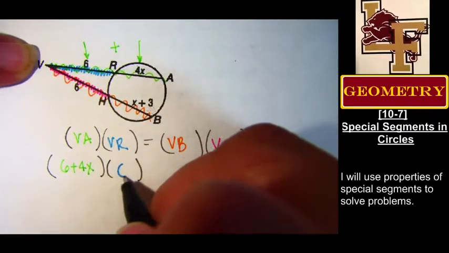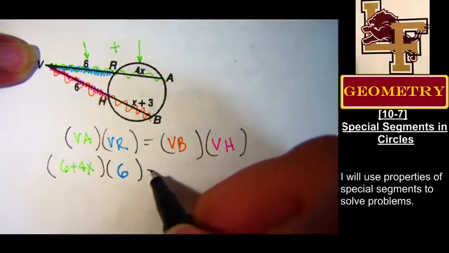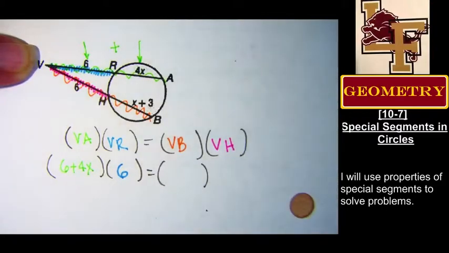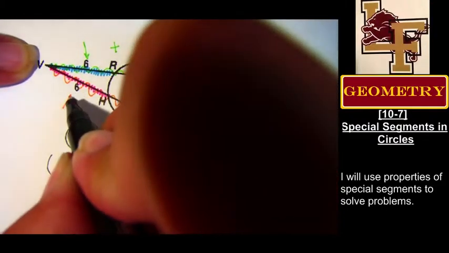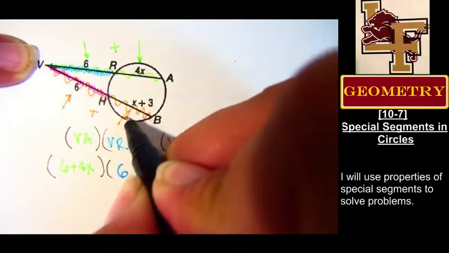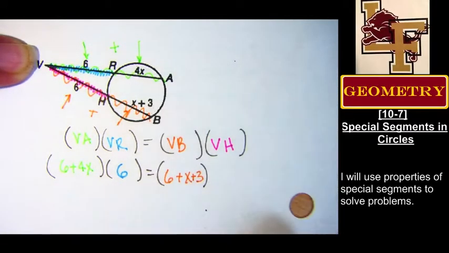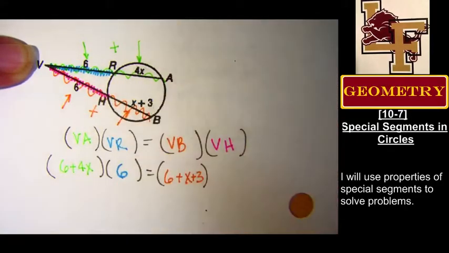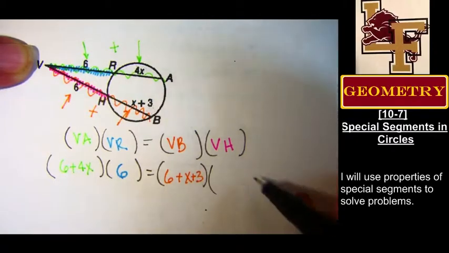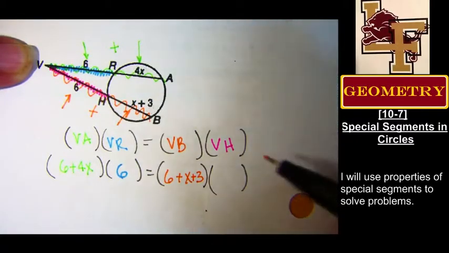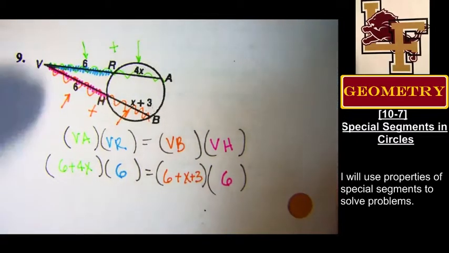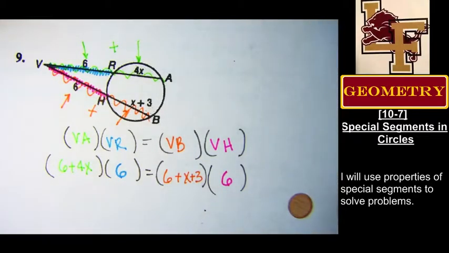Okay, VR is just 6. Now VP, VB is going to be that piece plus this piece. VH is just the little piece outside. Are we all right with this? We okay with where I got those numbers?